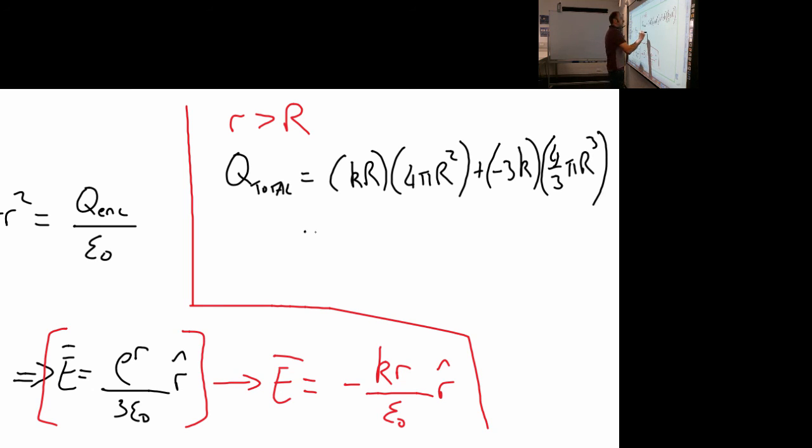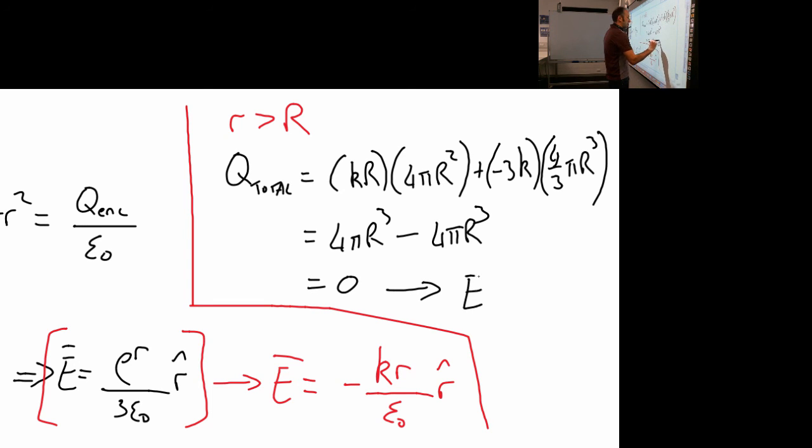Okay, so when we work this out, what we find is we get 4 pi k R cubed minus 4 pi k R cubed, which is going to equal 0. So this implies that our electric field outside is going to be equal to 0. Essentially what has happened here is the surface bound charges and the volume bound charges have cancelled. So our total charge enclosed by our Gaussian surface outside of the sphere is going to equal 0.